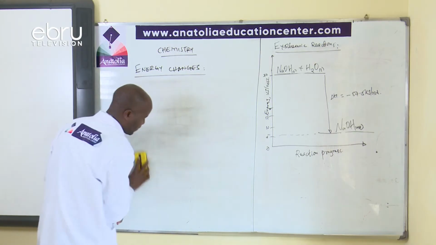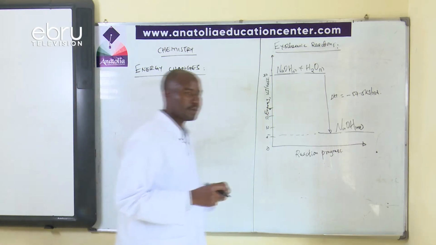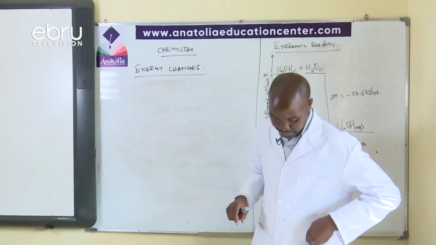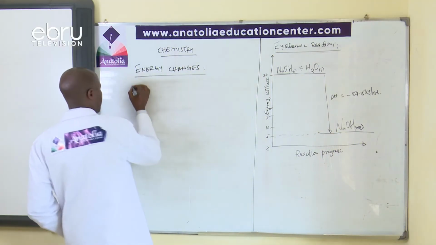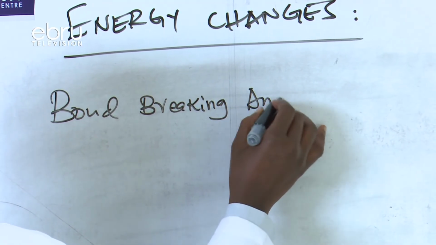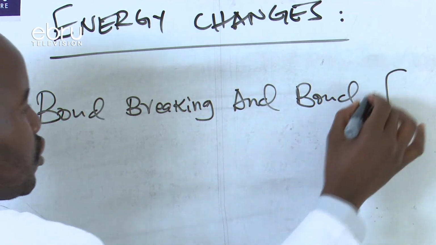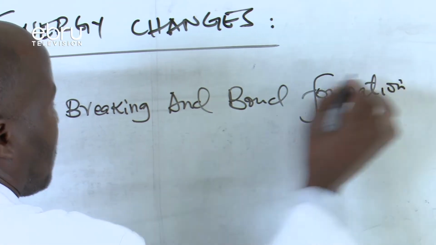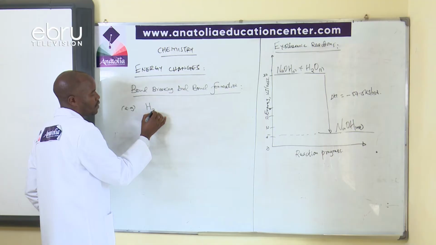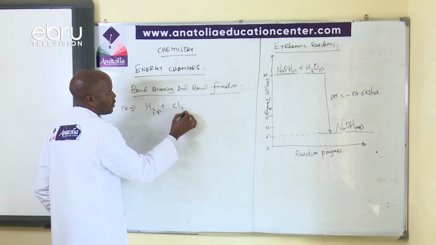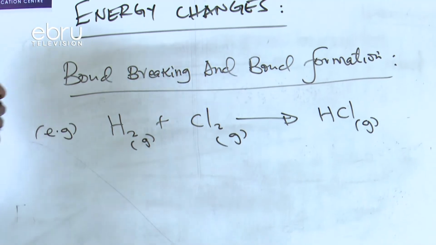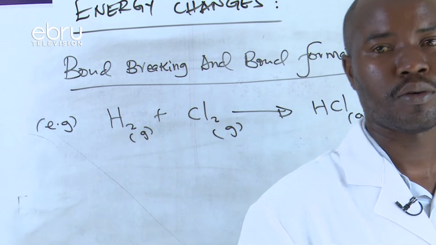For a given reaction to take place, bonds must be broken, so that once we break bonds, new ones are formed. Now, bond breaking and bond formation. For example, when hydrogen gas reacts with chlorine gas to form hydrogen chloride gas. This is an example of a reaction which occurs.